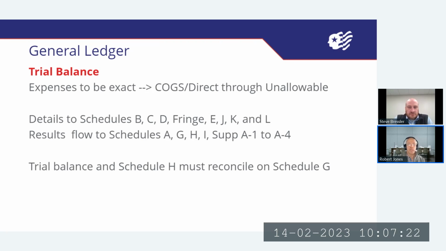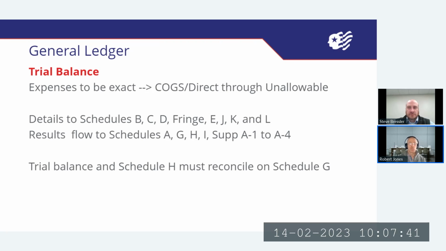Remember that Schedule E is where you structure your bases and you start to do those calculations. So you bring over the total pool from the other schedules, have the allocation base and the calculation of your rate. Schedule J there for subcontract information.